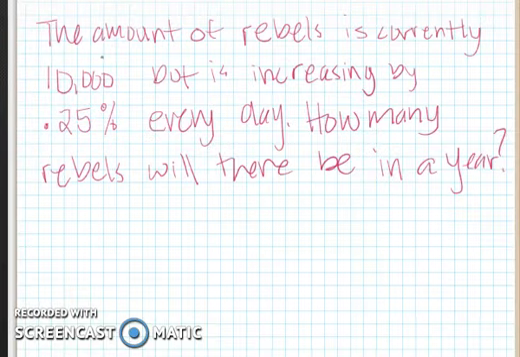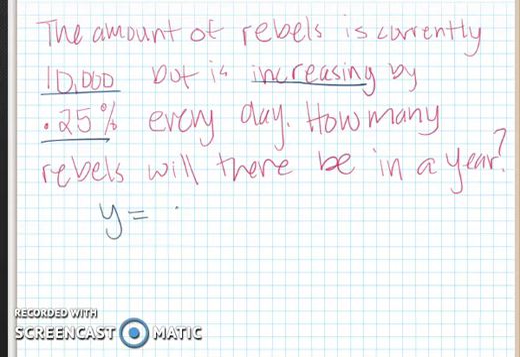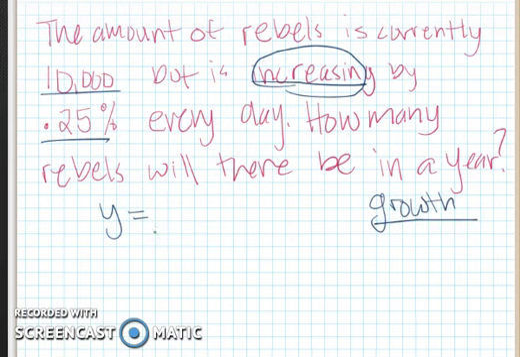Ooh, look at this. Okay, the amount of rebels is currently 10,000, but is increasing by 0.25% every day. How many rebels will be there in a year? Okay, well, our equation is y equals, and then we have growth or decay, so we have to figure out which we're dealing with. Increasing is telling me we're dealing with growth. So this is what we're dealing with. We're dealing with growth, and we just want to set up the equation. So our equation is a, and then we get 1 plus, because we're talking about growth, so there's a plus sign, really important, r to the t power.